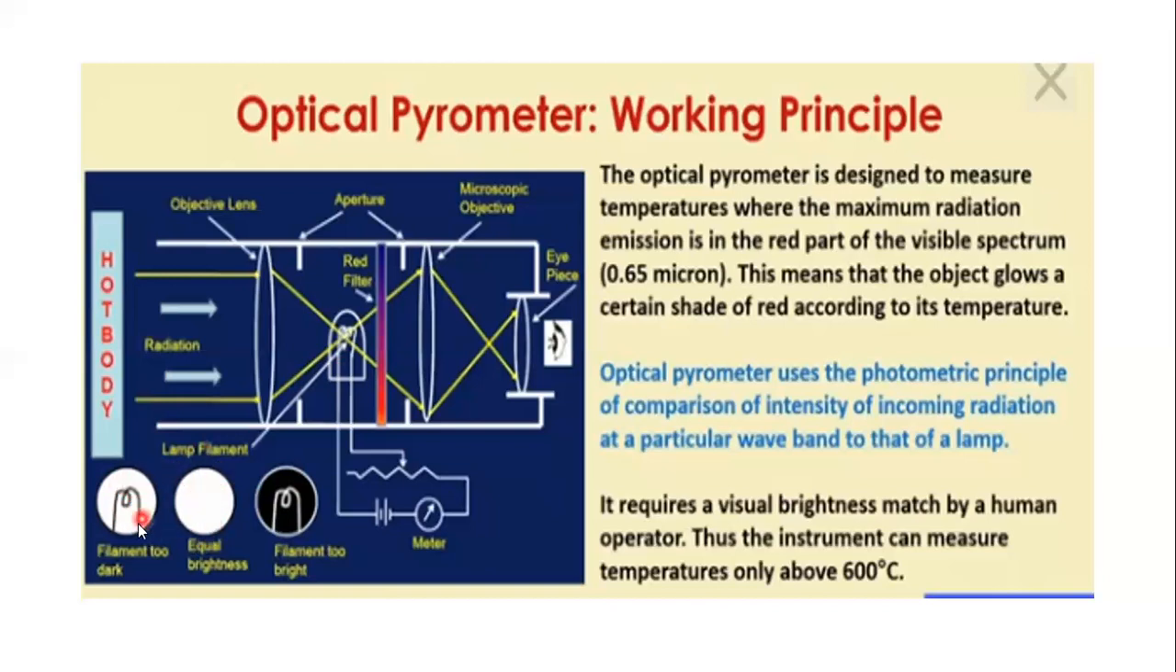That filament image will disappear on equal brightness. Okay, if the temperature of the filament is higher than the brightness of the body whose temperature is to be measured, that means it becomes too bright like this. If the brightness of the filament is higher, it becomes too bright, or if the brightness of the hot body is higher, the filament image becomes dark.